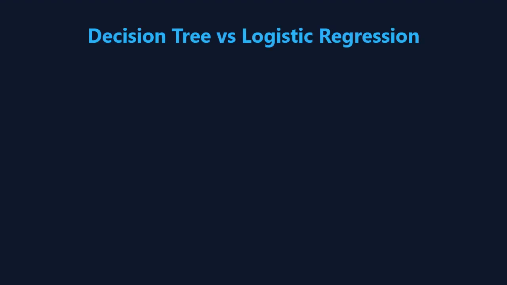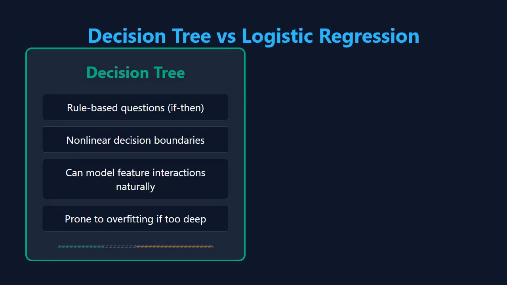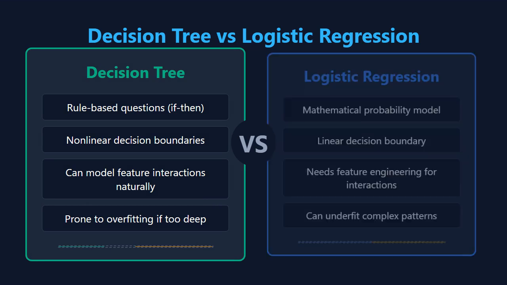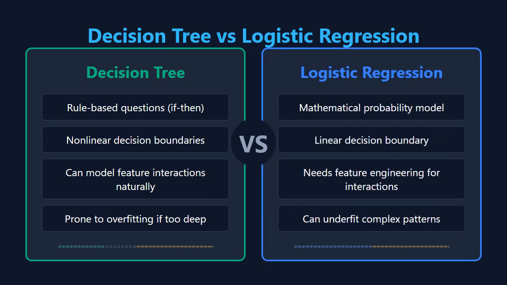Let's compare the two algorithms. Decision trees use rule-based splits, while logistic regression uses a mathematical probability model. Decision trees have nonlinear boundaries, whereas logistic regression usually has a linear decision boundary. Trees can naturally model feature interactions, but they can easily overfit if too deep. The key difference is how they learn. Logistic regression learns a mathematical relationship, while decision trees learn a sequence of if-then questions.